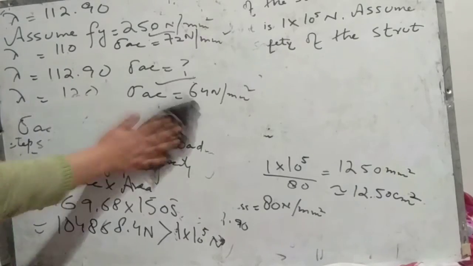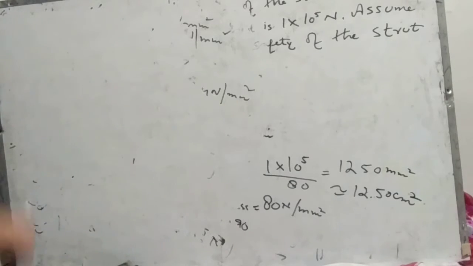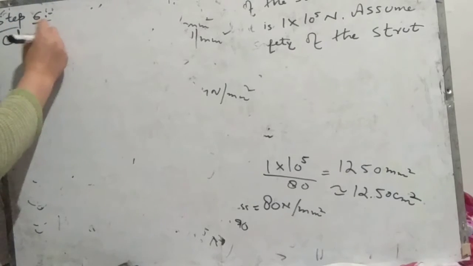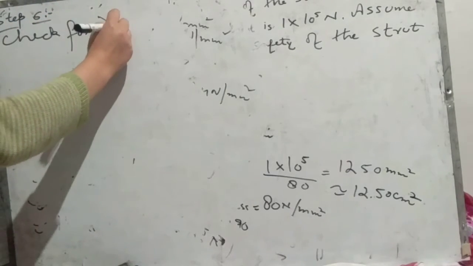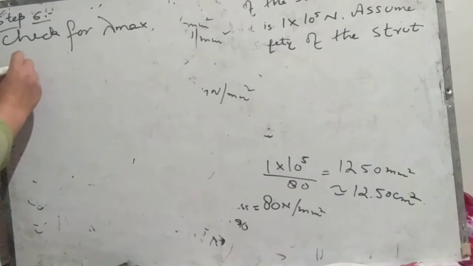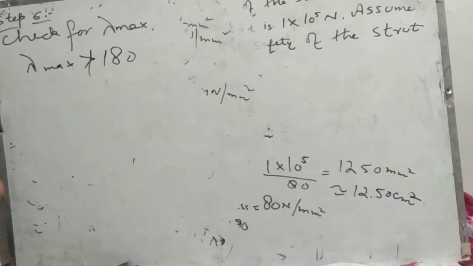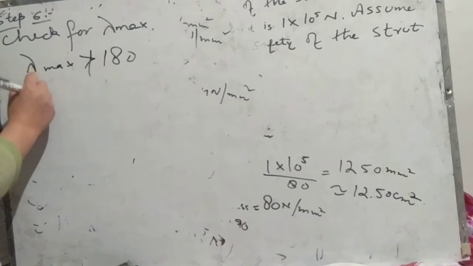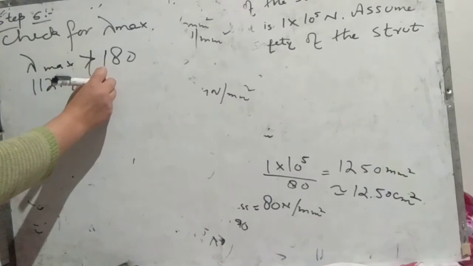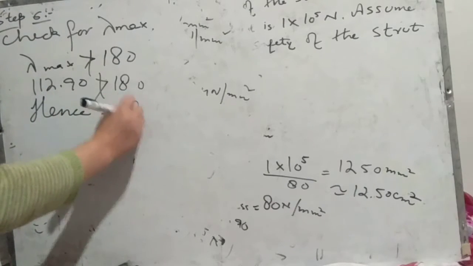Now step 6 is to check for maximum slenderness ratio. You know, slenderness ratio is the effective length by minimum radius of gyration. Your slenderness ratio should not be greater than 180. Our calculated slenderness ratio value is 112.90 and it's not greater than 180, which means it's safe. Hence our design is safe.